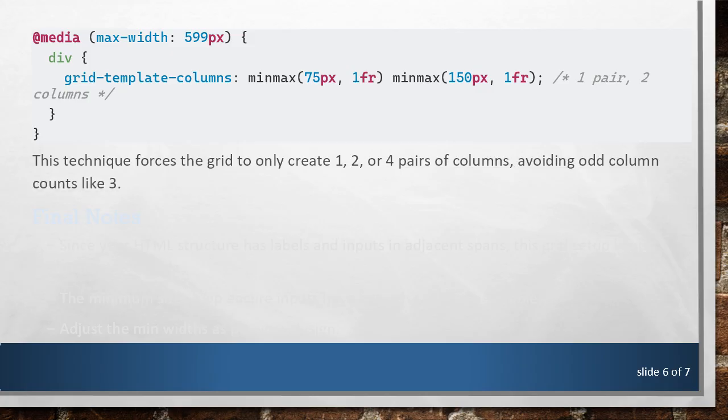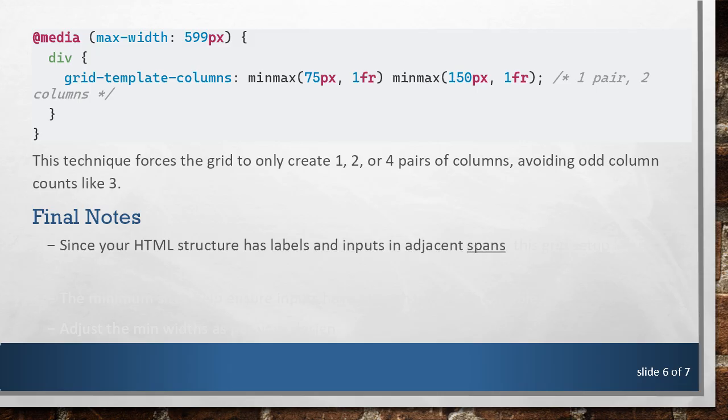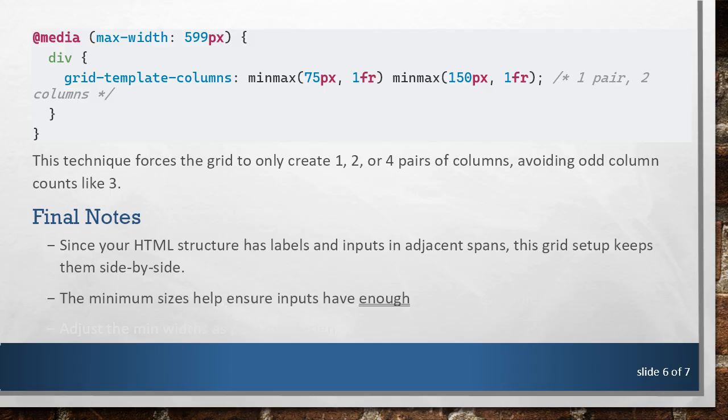Final notes. Since your HTML structure has labels and inputs in adjacent spans, this grid setup keeps them side by side. The minimum sizes help ensure inputs have enough room to be usable. Adjust the min widths as per your design.